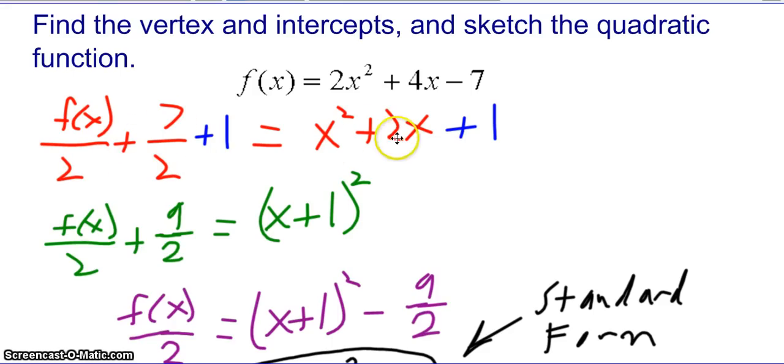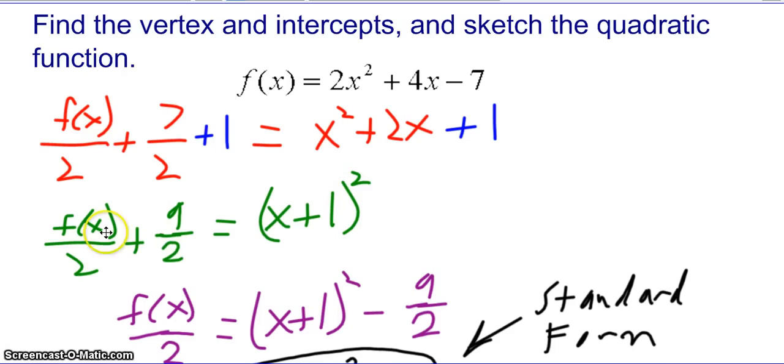Now here I had x squared plus 2x, so to complete the square I take half of the middle term and square it. Half of 2 is 1, 1 squared is 1, add 1 to both sides. 7 over 2 plus 1 is 9 over 2, and then this is my perfect square trinomial, so that factors into x plus 1 quantity squared.